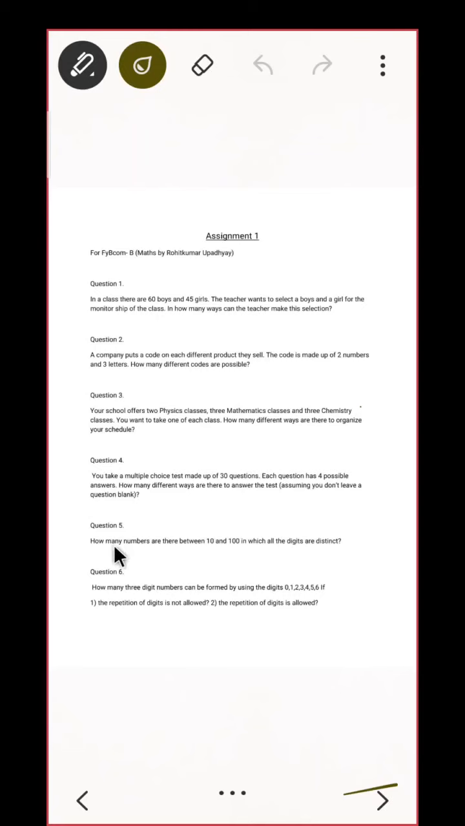Good. What about this? How many numbers are there between 10 to 100 in which all the digits are distinct? What can you say about this, how does a number look like between this and this? Perfect, two digit number. So actually the question is asking how many two digit numbers have distinct digits. This is the question, we are just reframing it in a different form, do you agree? We are just asking how many two digit numbers are there with distinct digits.